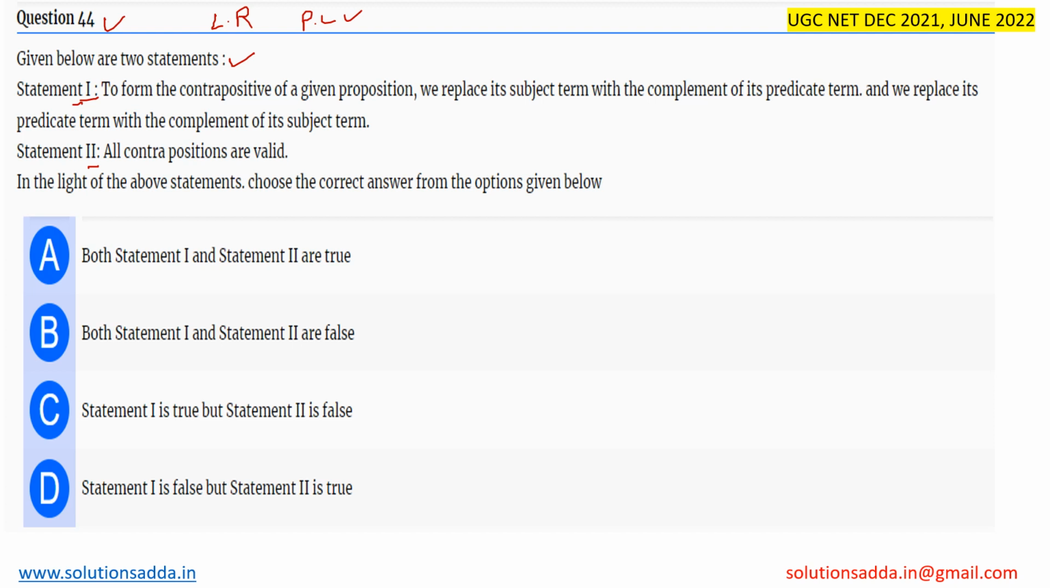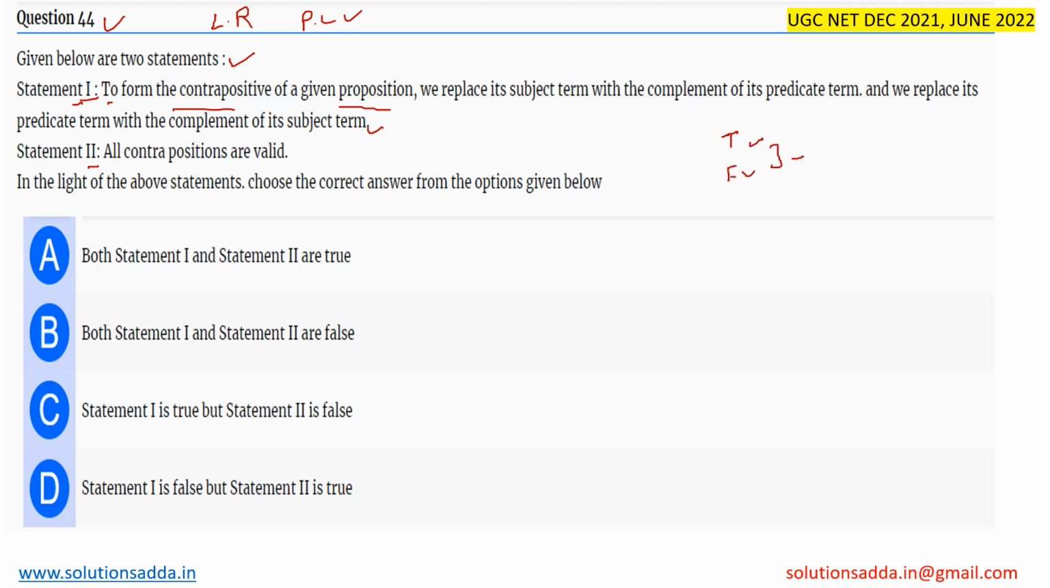Let's read statement 1. Statement 1 states that to form a contrapositive of a given proposition, we replace its subject term with the complement of its predicate term, and we replace its predicate term with the complement of its subject term. So what is a proposition? A proposition is a statement which has only two values: it is either true or false. There is nothing in between these.